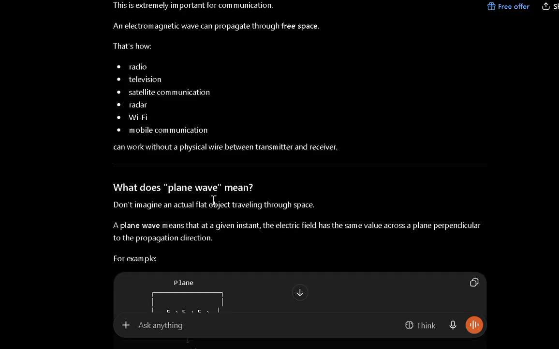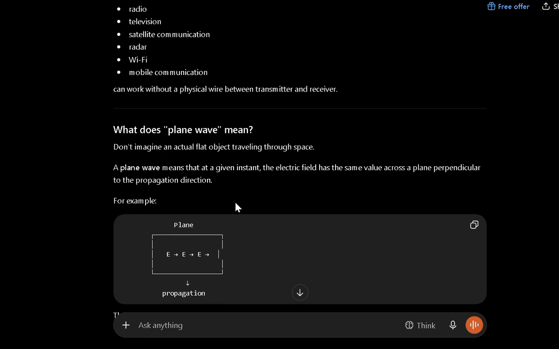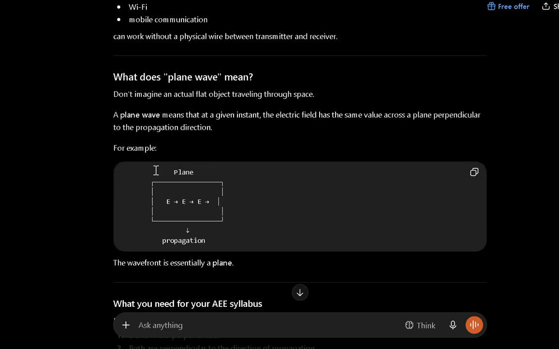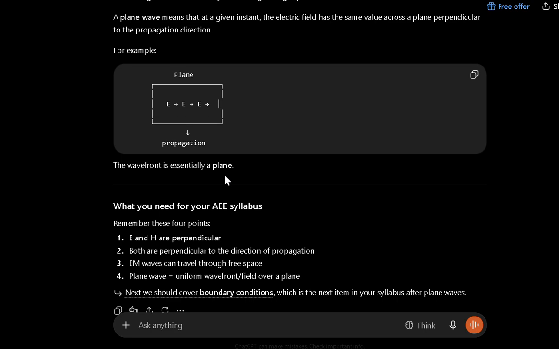What does plane wave mean? Don't imagine an actual flat object traveling through space. A plane wave means that at a given instant, the electric field has the same value across a plane perpendicular to the direction of propagation. So this is the plane. If you put a plane and look along the propagation, the electric field has the same value across it. The wavefront is essentially a plane.